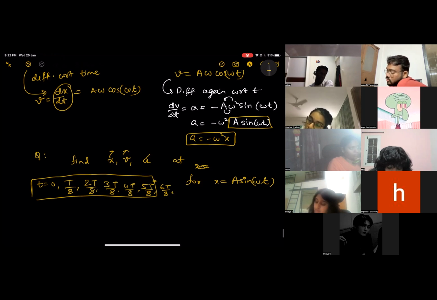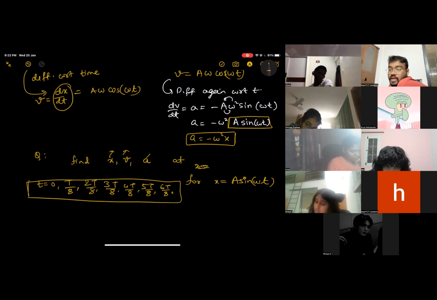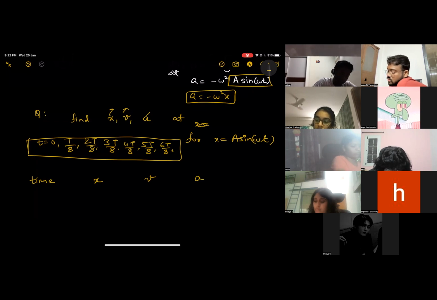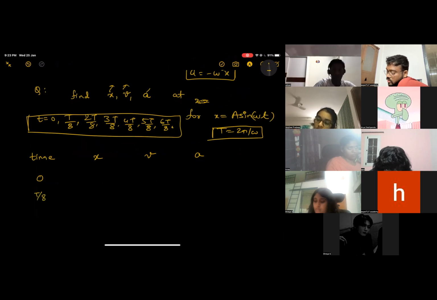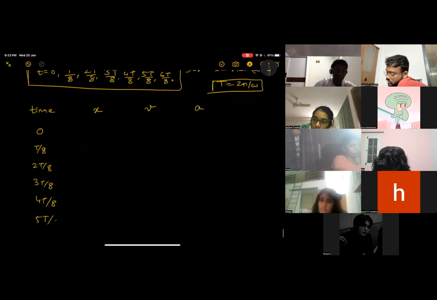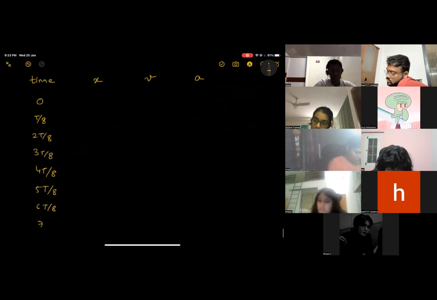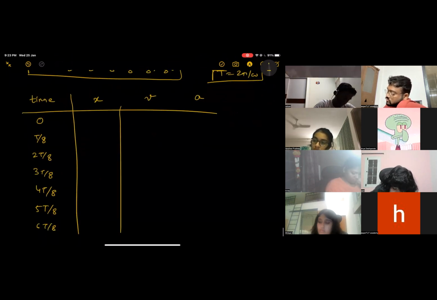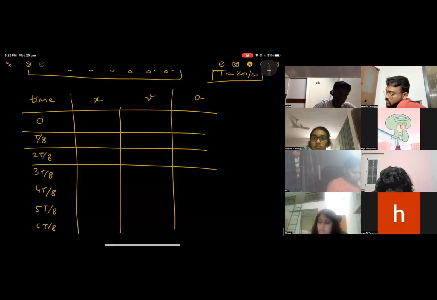You have to find x, v and a at these times. Make a table and write it like this: x, v, a, and put time here, 0. Remember, T is 2 pi by omega. You have to fill this table: 0, T by 8, 2T by 8, 3T by 8, 4T by 8, 5T by 8, 6T by 8. Fill this table and send me a photograph of the same.